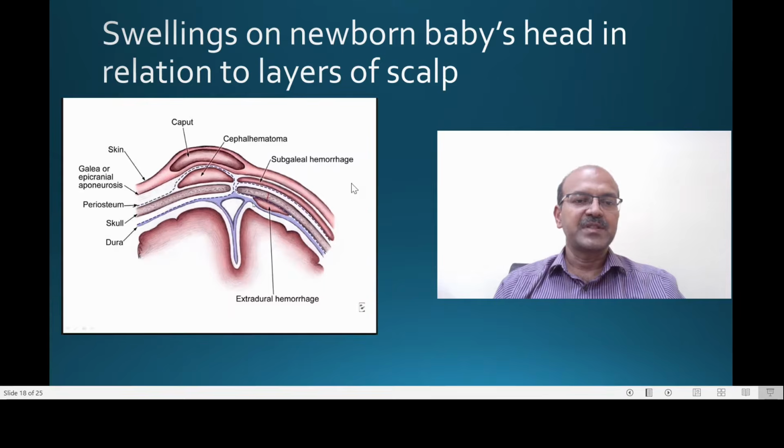So, we have the scalp, and this is the brain inside, and we have the dura mater, which is the lining of the brain. We have the skull bone, and the lining of the skull bone is called the periosteum. And we have the muscle layer of the scalp and the galeal aponeurosis. So we have risk of bleeding in different parts of these layers.